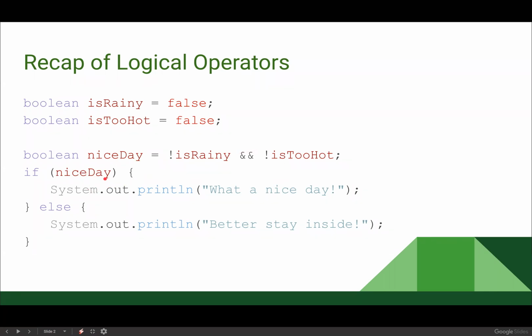And then if nice day is true, we'll print what a nice day. Otherwise, we'll print better stay inside. So, is rainy and is too hot, both of those are false. So what is not false and not false going to equal? True. Not false and not false, both of those are going to equal true. True and true is going to equal true. Therefore, we will print what a nice day. It is not rainy, it is not too hot, it is a nice day.